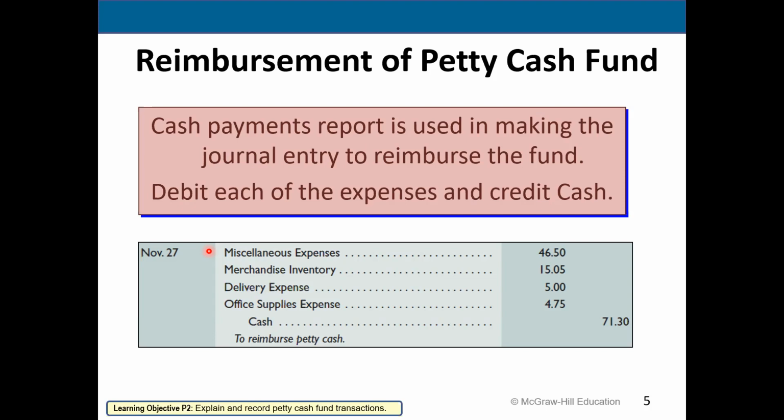All right, so we have our miscellaneous expense, our merchandise inventory, our delivery expense, and our office supplies expense. And then we have our $71.30 to cash, and what we've done is we've written a check that says petty cash on it. We take it to the bank and they give us $71.30. We bring that back, we put that money back in the petty cash fund. Now how much do we have in that box? $75. We have no receipts left. Those are filed away with the journal entry and the check. We have $75. We're starting over again.